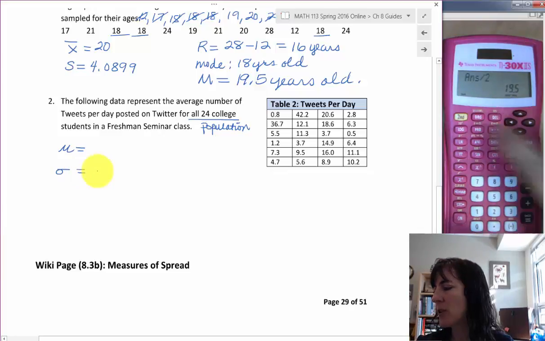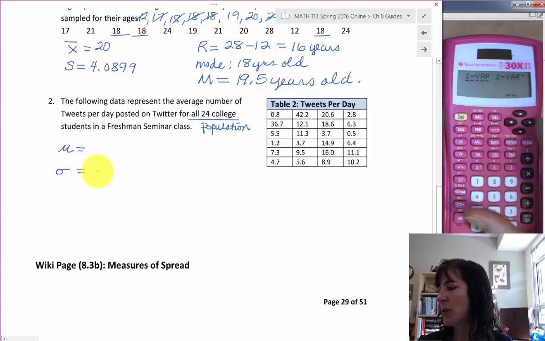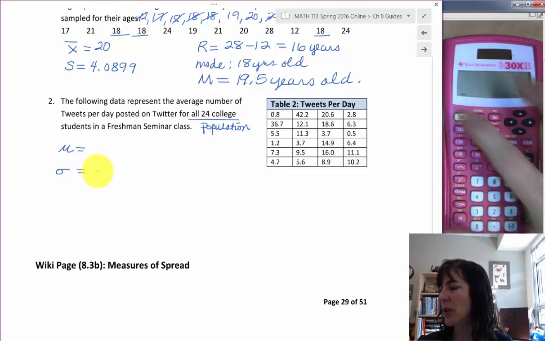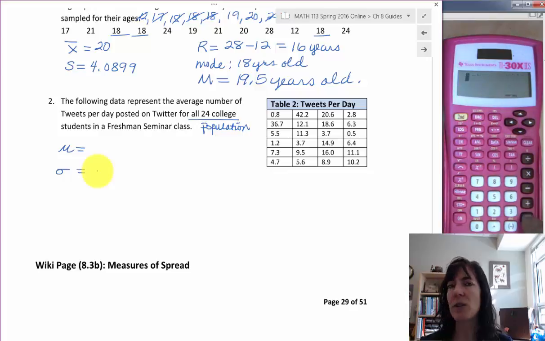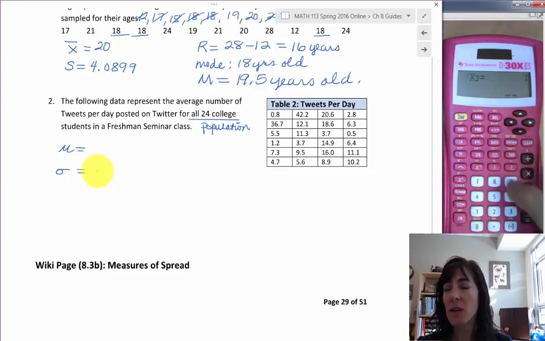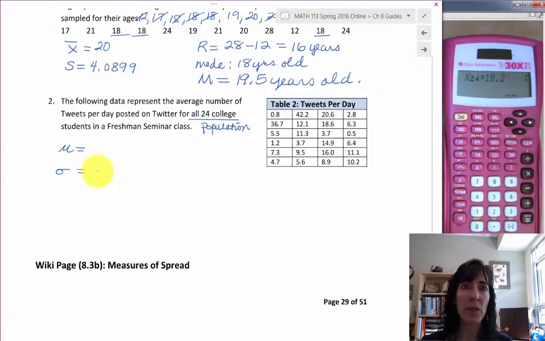Clear that data first, because we used this already. So slide over to clear data, push enter, go back in, make sure it's on one var, and then push data. Now I'll start entering 0.8, 42.2, and so on. I've entered all my data.